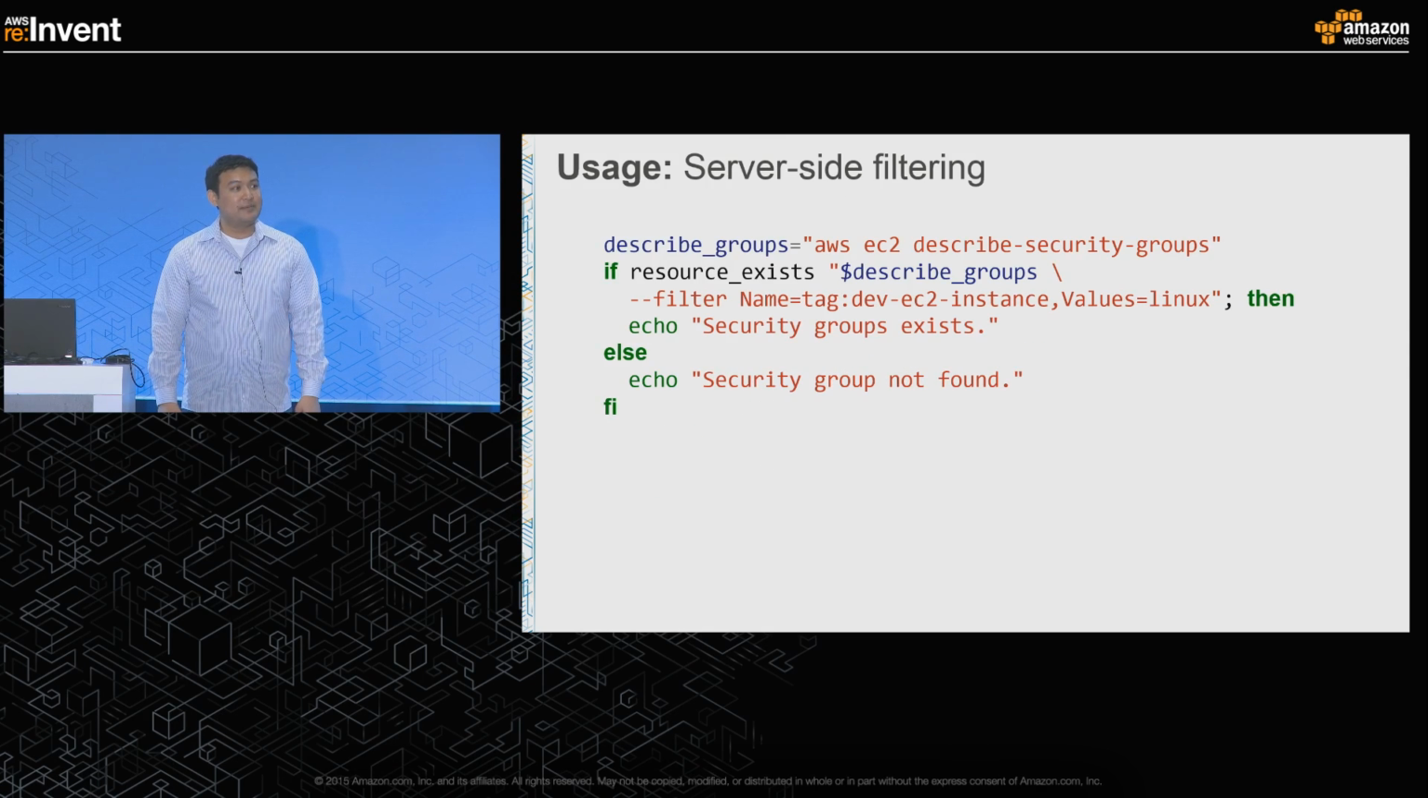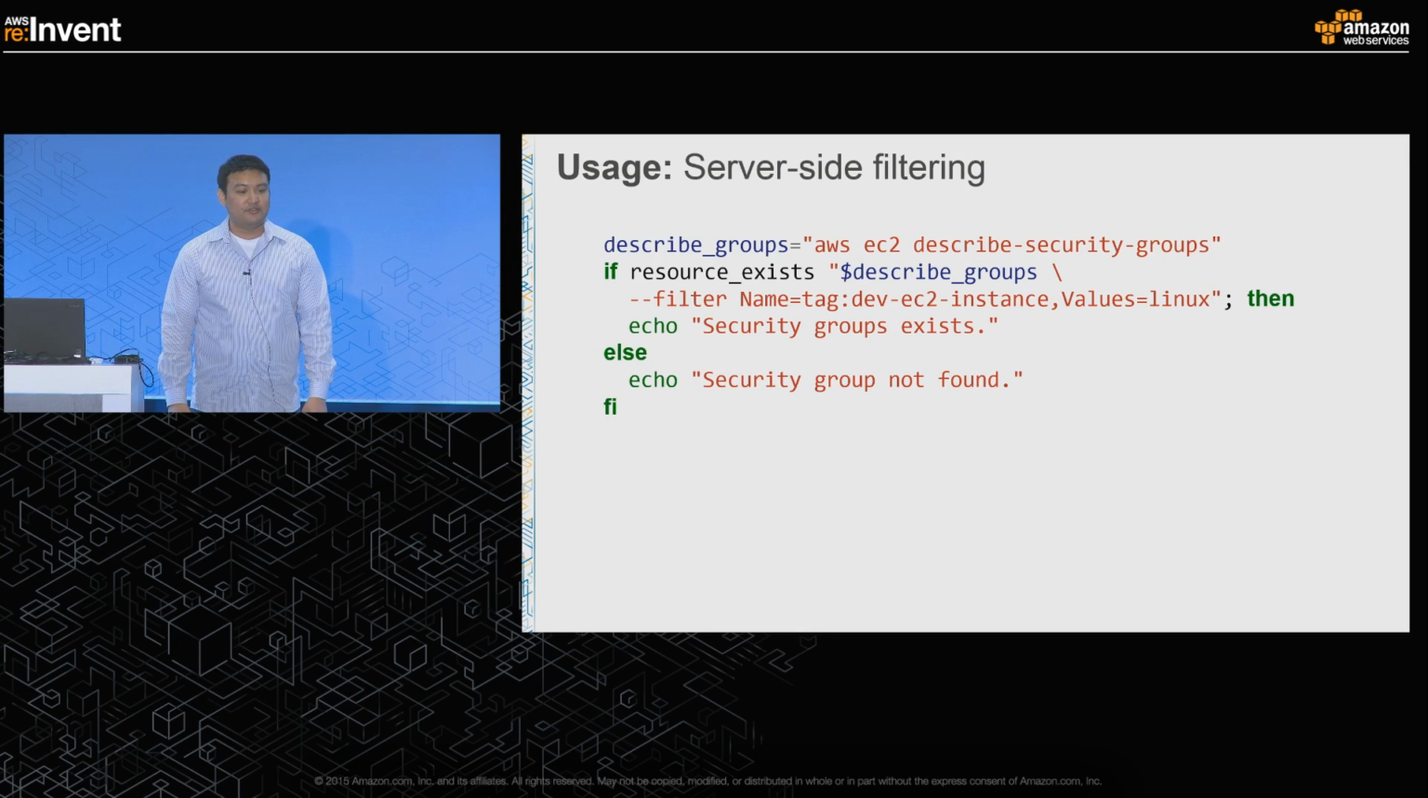And I want to show you some examples of how you can use this. So for server-side filtering, this is an example where I want to check if a particular EC2 security group exists. Now I would say if resource exists, and I give it this command, and I give it a server-side filter with a particular tag, then I have code path A that says the group exists. Otherwise, I say the group does not exist.